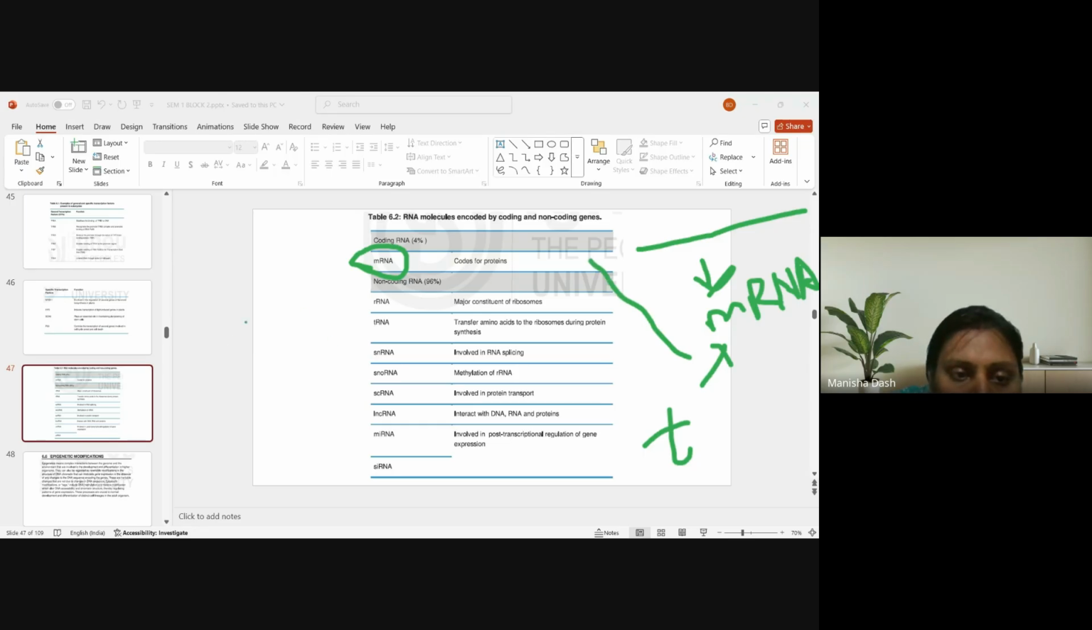Alongside the mRNA, tRNA and rRNA, which synthesizes the ribosomes, there is a list of other RNAs like snRNA, snoRNA, scRNA, lncRNA, microRNA, and silencing RNA. Together they are called RNA interference or RNAi. They also play an important role in regulation of gene expression. We will discuss later how RNAi plays an important role in regulation of the gene.